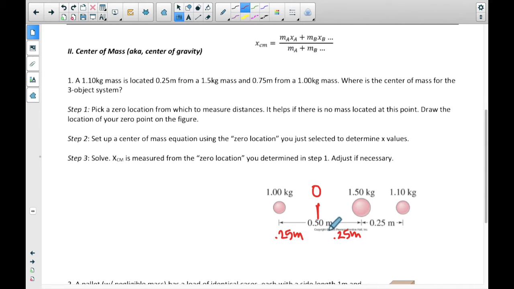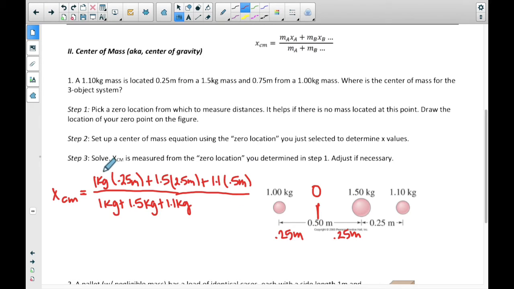Step 2, set up a center of mass equation using the 0 location you just selected. This is the center of mass equation, so I'm going to use this equation. In my center of mass equation, the bottom part is just the different masses. So I've added up all of the masses and put those into the bottom. In my numerator, I need my mass times my distance. And when I say distance, I'm talking about the distance away from the 0 that I just picked.